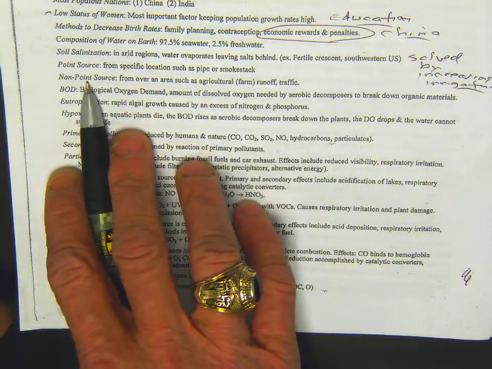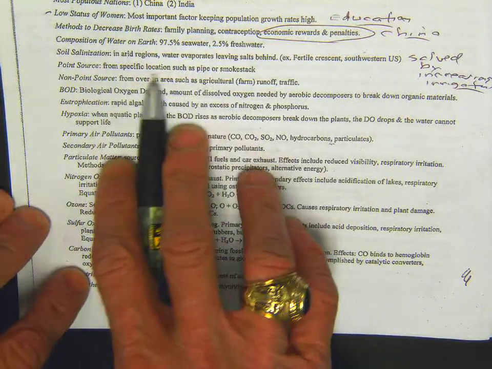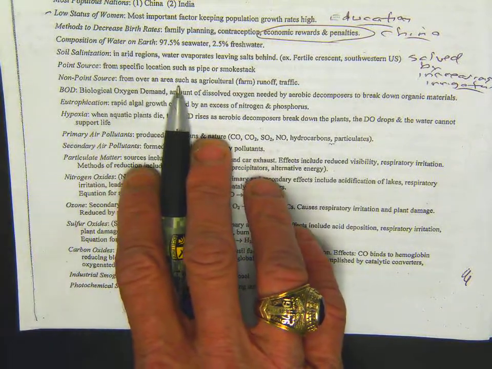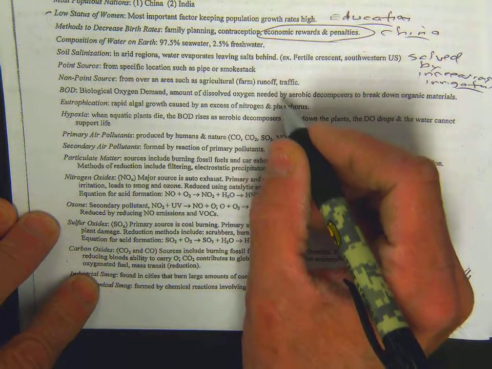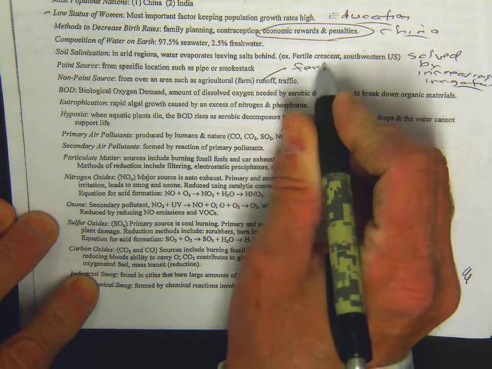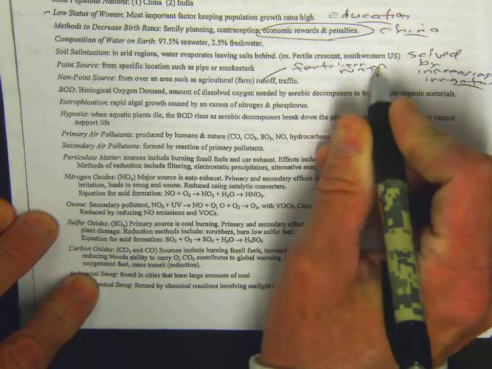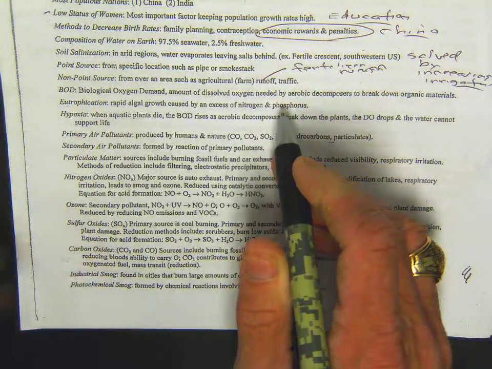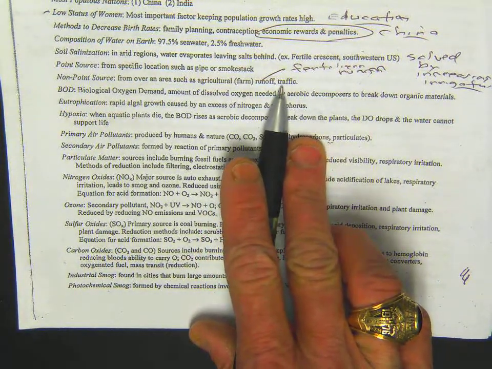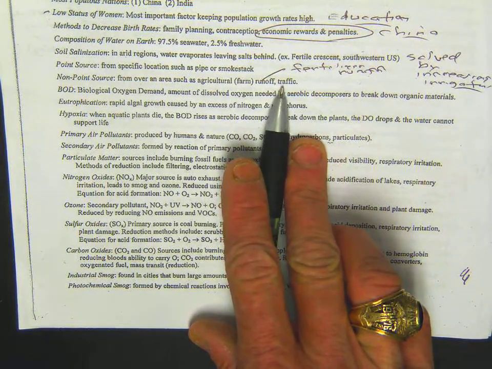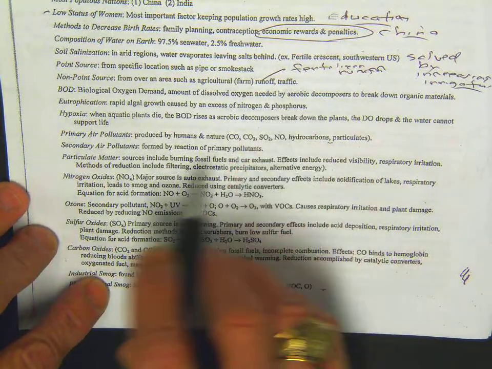Point source and non-point source. Point source pollution would be from a specific location, like a pipe or a smokestack. A non-point source would be, you can see, from a large area, such as agricultural runoff. This would be like fertilizer runoff, which could cause eutrophication. And traffic from cars, all kinds of traffic: the cars in many different locations, going in many different directions, kind of throwing off pollution from their exhaust pipe.